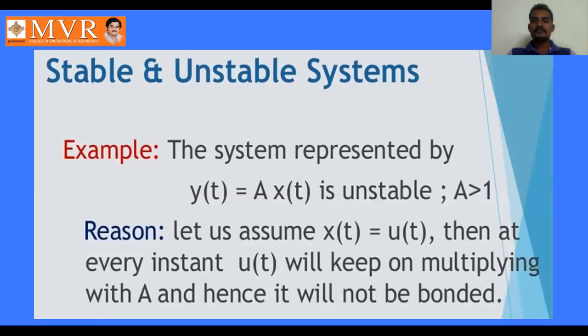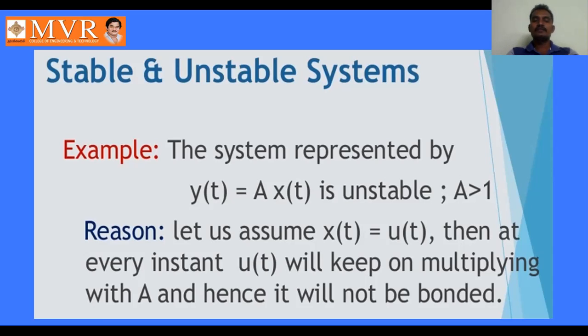For example, a system represented by y of t equal to a into x of t is unstable when a is greater than 1. The reason is, let us assume x of t equal to u of t. What is u of t? It is the unit step function: u of t equal to 1 for t greater than or equal to 0, and 0 otherwise. Let us assume x of t is u of t.